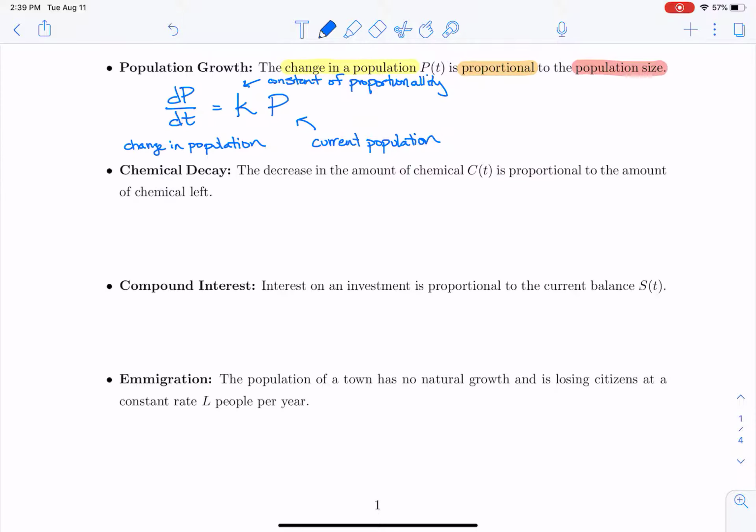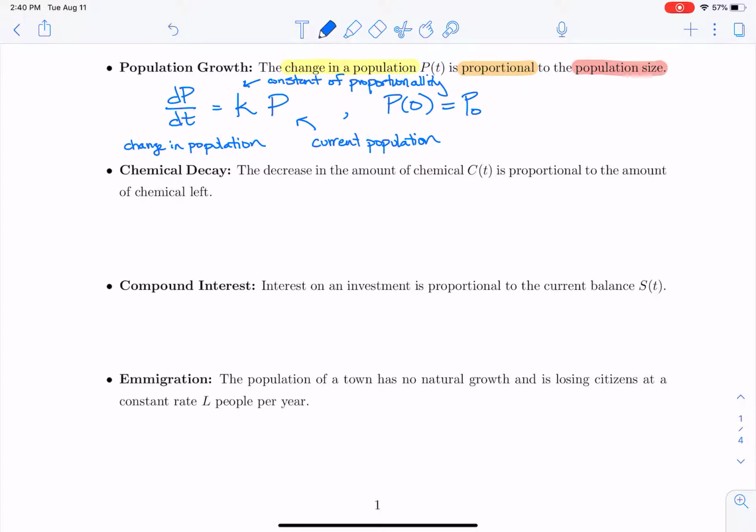There is one more piece of information that's implicit in this description, and that is we need to know where the population starts. So we also need to know what P of 0 is. Usually if you're given one of these problems, you'll be given some sort of initial population. We'll call that initial population P0. Now we've taken a physical description and turned it into a simple differential equation with an initial condition. Let's look at some other ones.